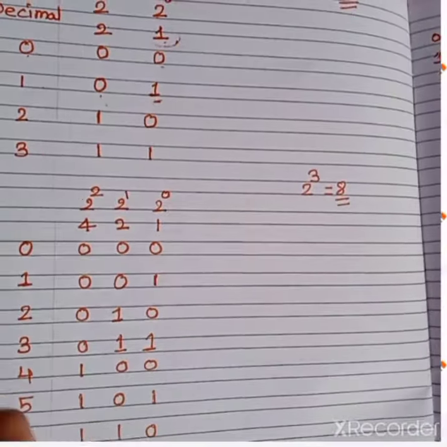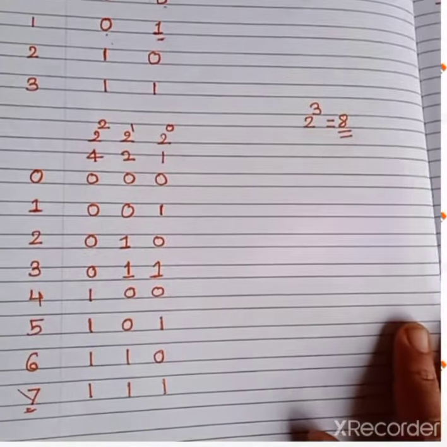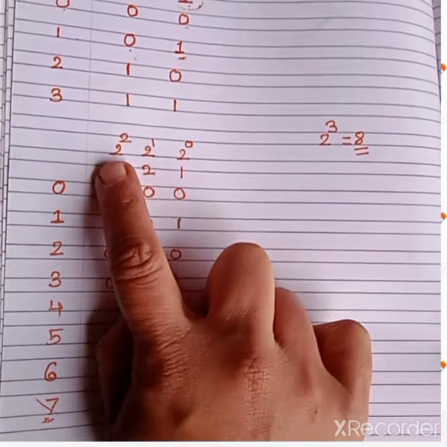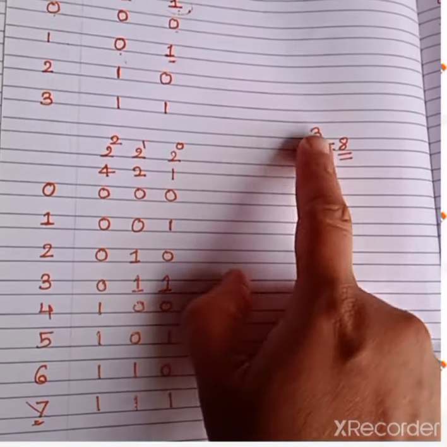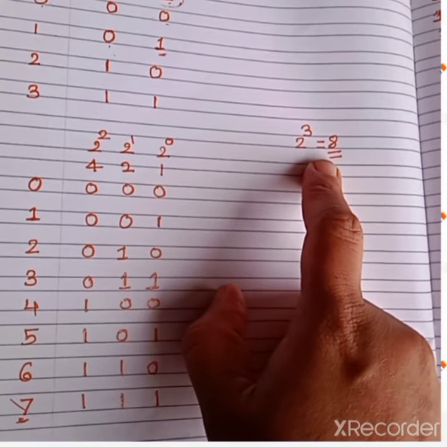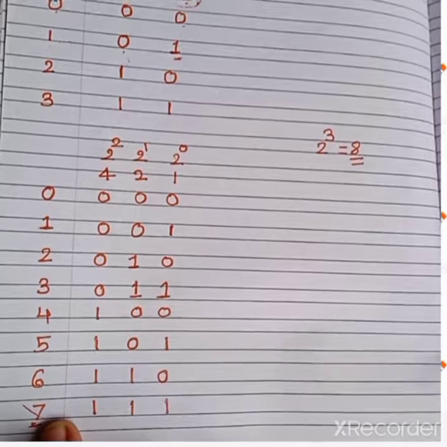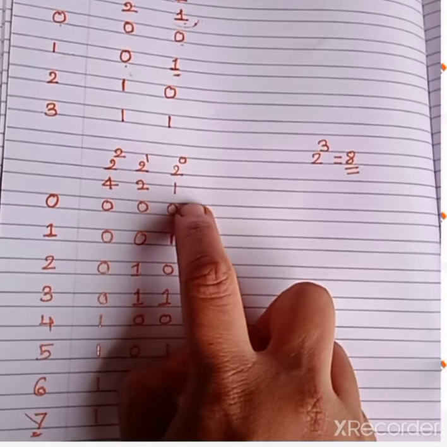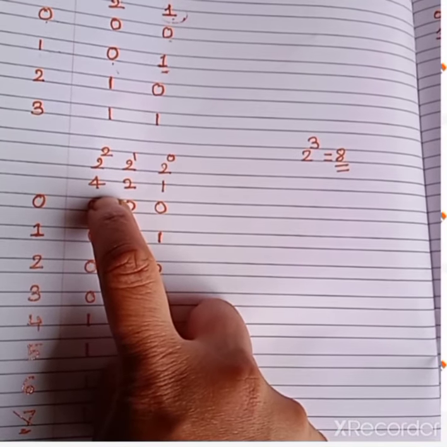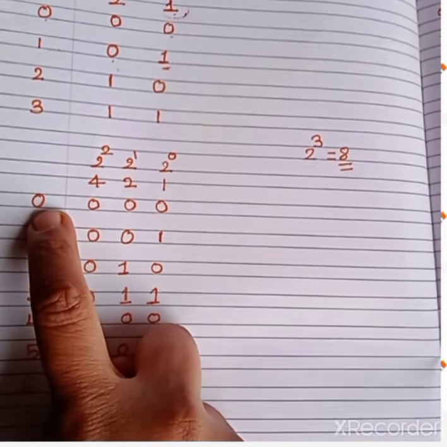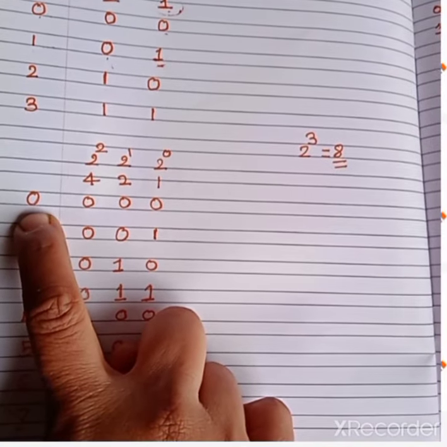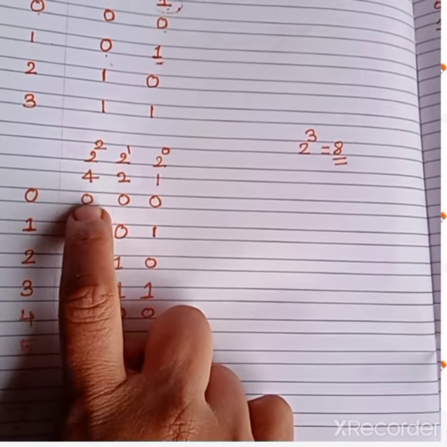Now 3-bit binary. How to find out 3-bit binary? Take 3 weights of 2 raised to 0, 2 raised to 1, 2 raised to 2. Right? Now 2 raised to 3 is equals to 8, means in 3-bit binary we'll find out 8 combinations, that is 0 to 7. Right? Now 2 raised to 0 is equals to 1, 2 raised to 1 is equals to 2, 2 raised to 2 is equals to 4. Now make accordingly the weights 0s and 1s. So for 0, make 3 weights 0. Right? So your decimal 0 is 3-bit binary 0 0 0.